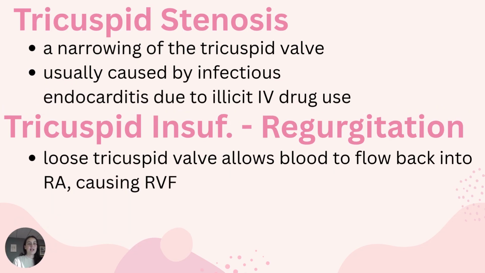Last one is going to be tricuspid stenosis and tricuspid regurgitation. Tricuspid stenosis is a narrowing of the tricuspid valve. I know it's crazy, we've talked about it like four times. This one's usually caused by infectious endocarditis due to illicit IV drug use.